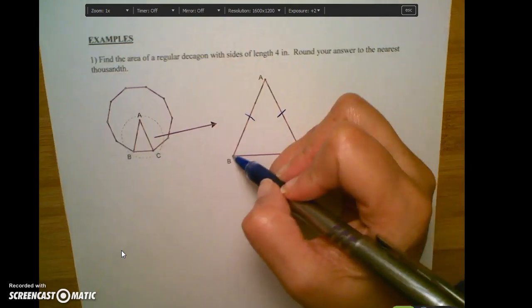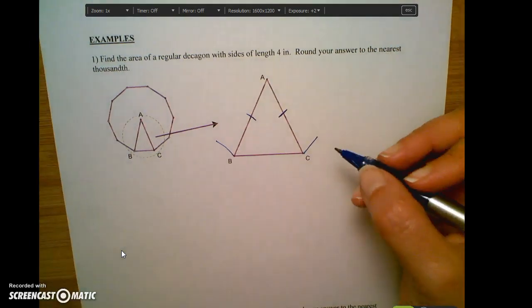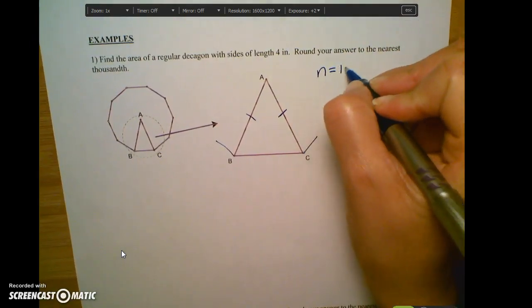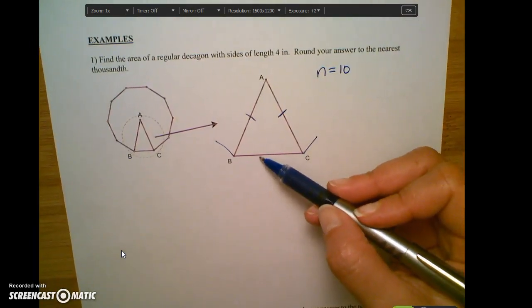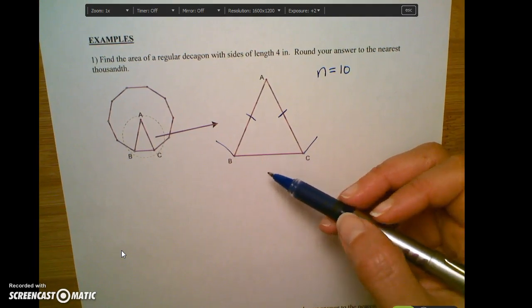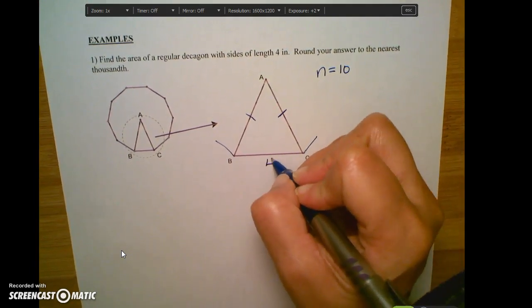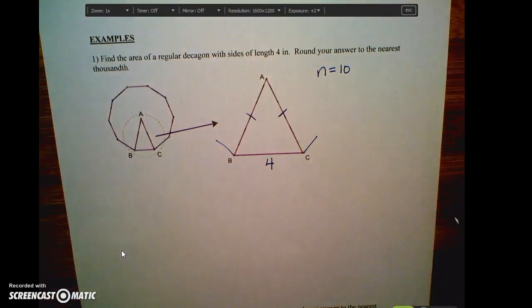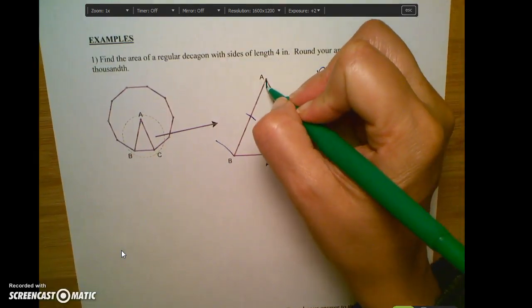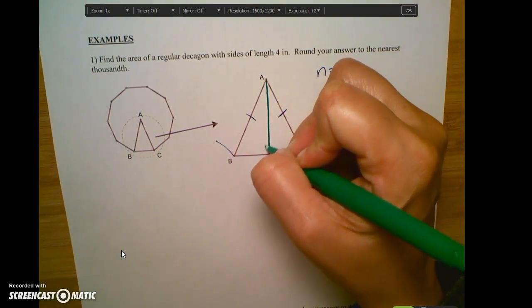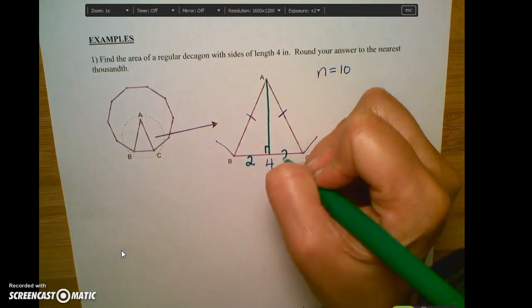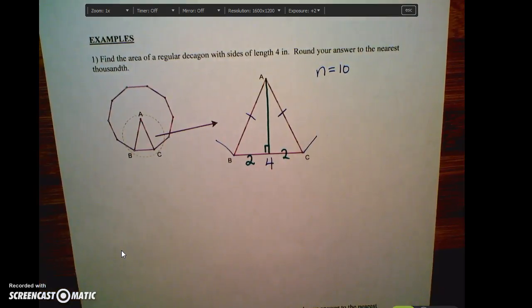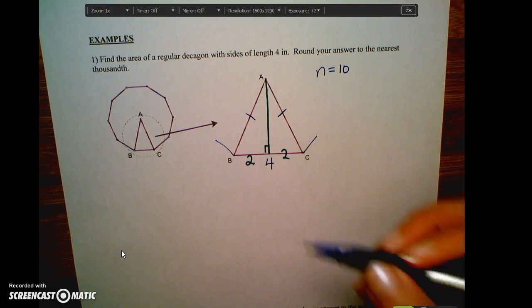What I like to do is put edges on it, to remind myself that I'm dealing with 10 sides, not just the one side that I see here. So according to this, the side is 4 inches. So I have my 2 radii, and what I want to do now is drop the apothem in. When it comes down, it bisects the side of the polygon.